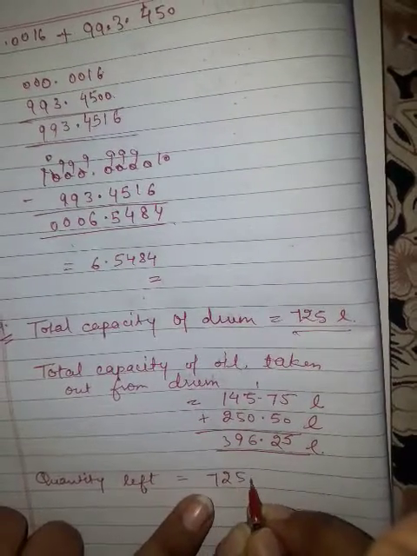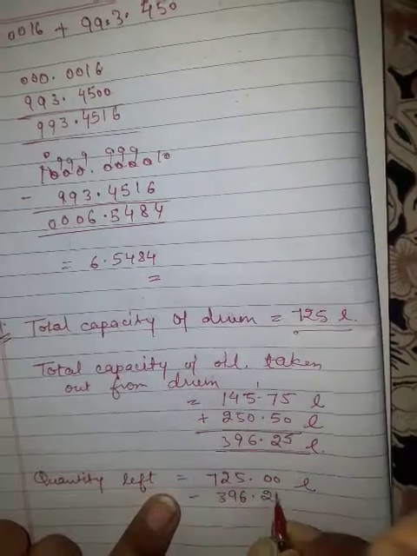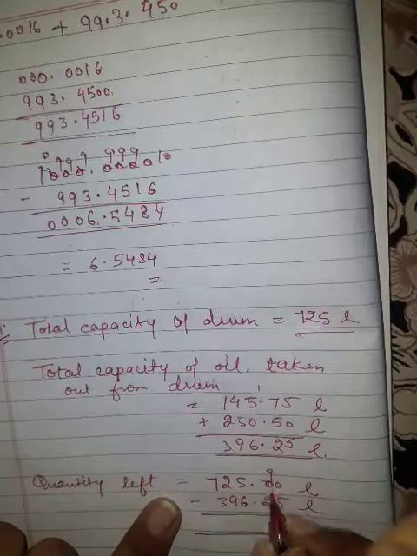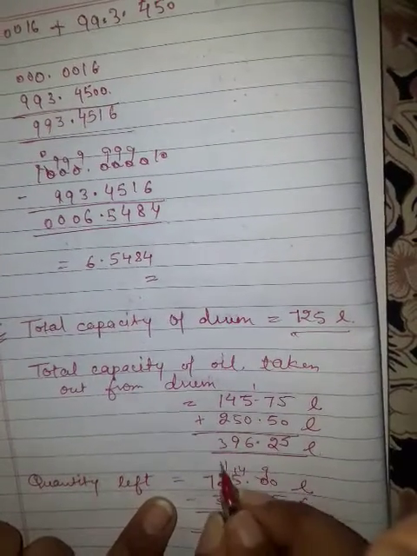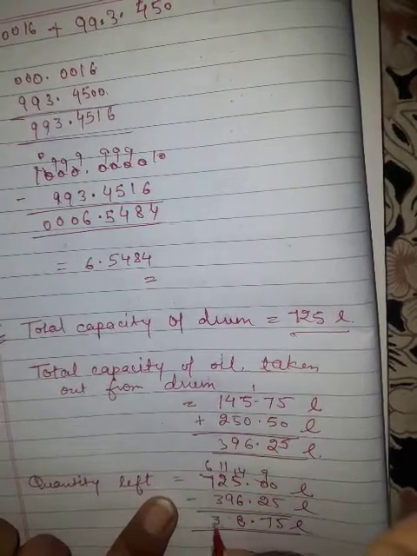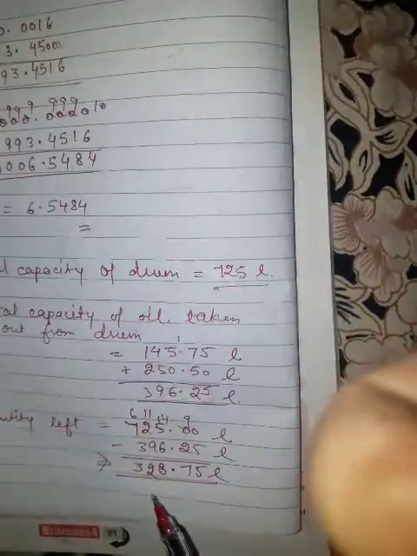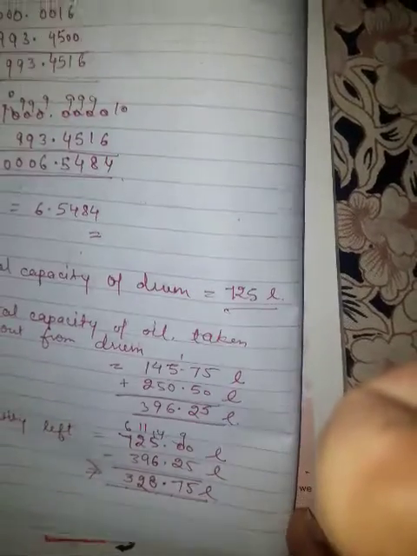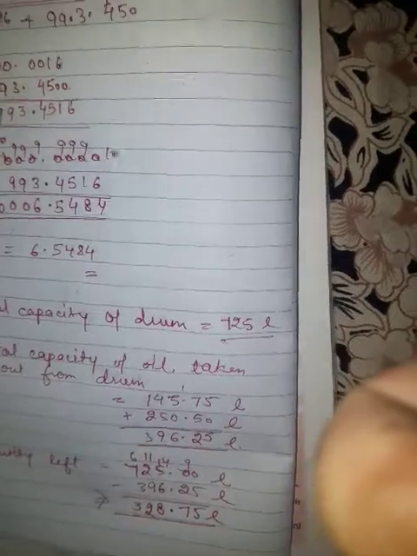So 725.00 liters minus 396.25 liters. We'll get 328.75 liters. So the quantity left in the drum is 328.75 liters.